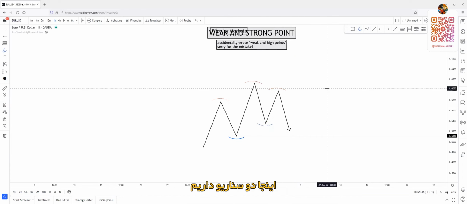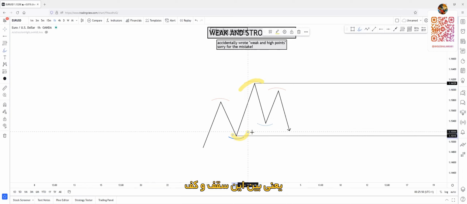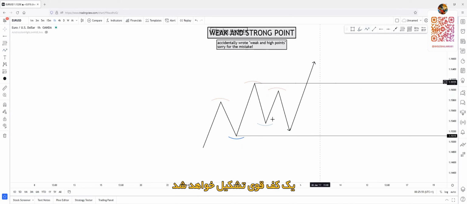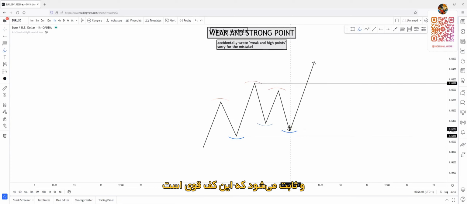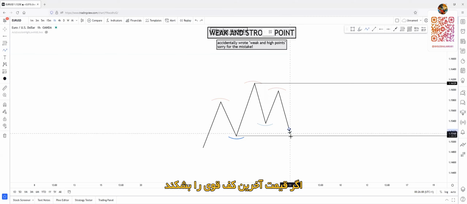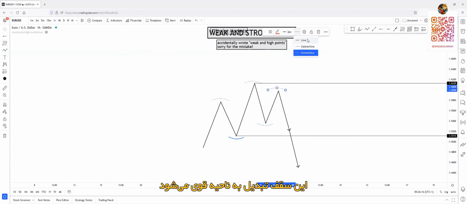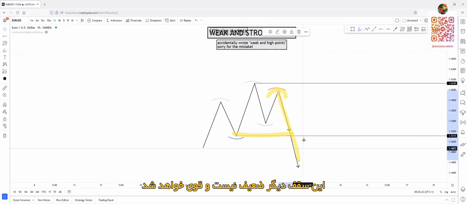We have two scenarios here. Actually, price is moving in this range, so between this high and this low. As soon as price breaks through this last weak high point, a strong low will be formed. So as you can see, this low broke through the last weak high point, so this proves this low is strong. The second scenario is if price breaks through this last strong low point, this high will become strong from weak. So if price breaks through the last strong low point, this high became strong from weak.